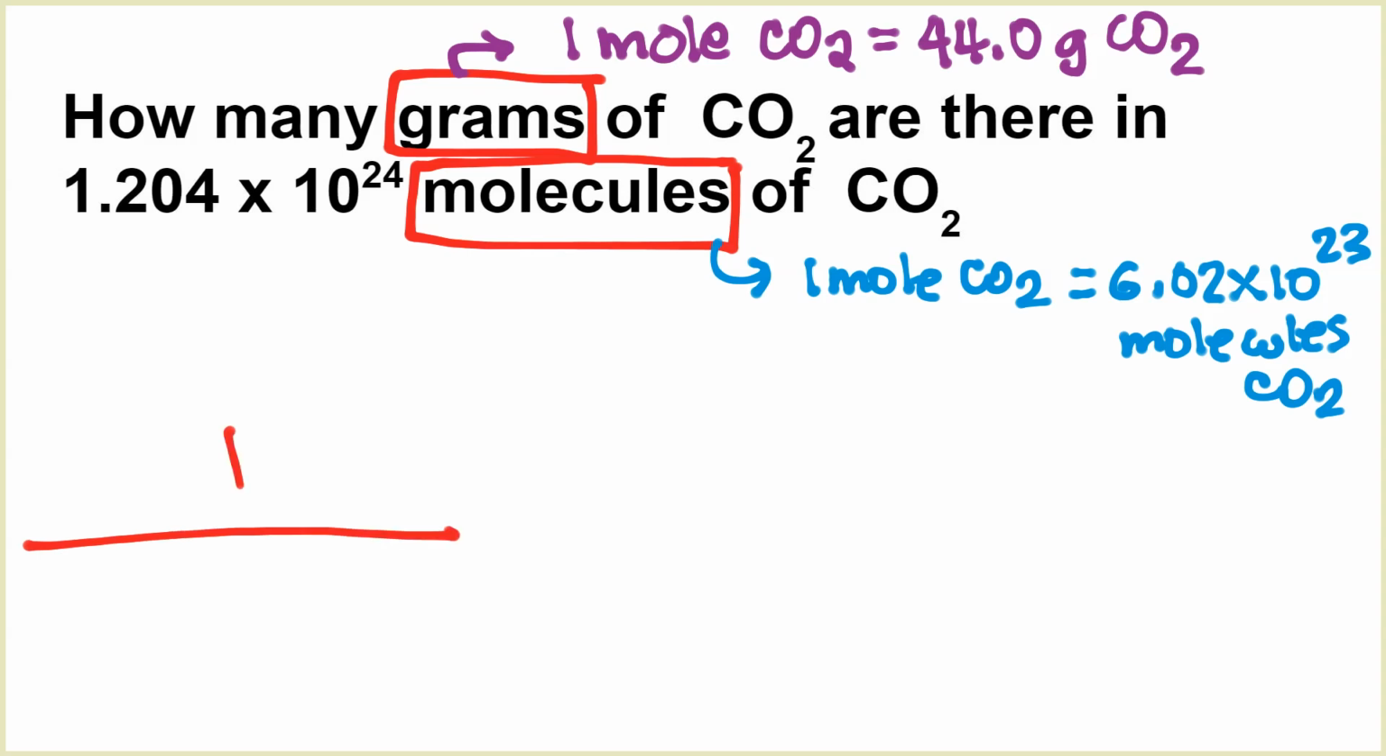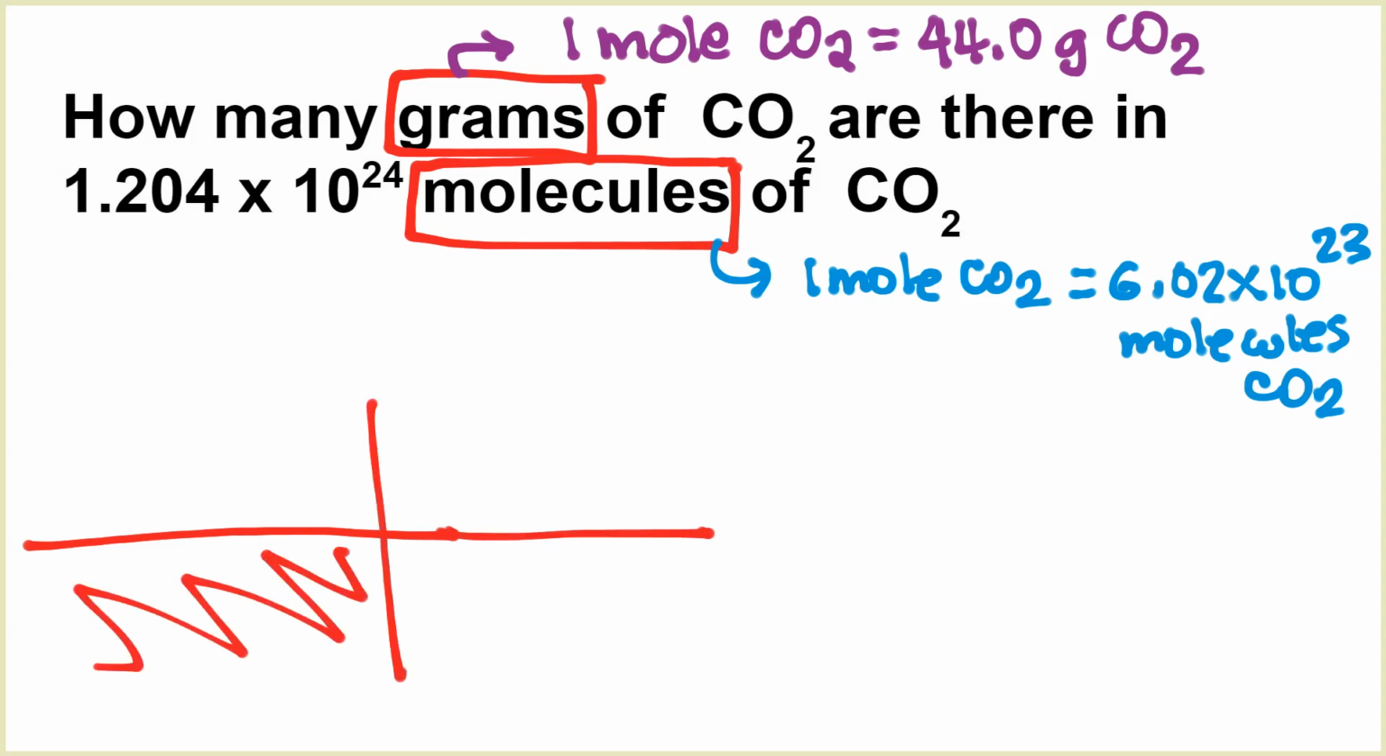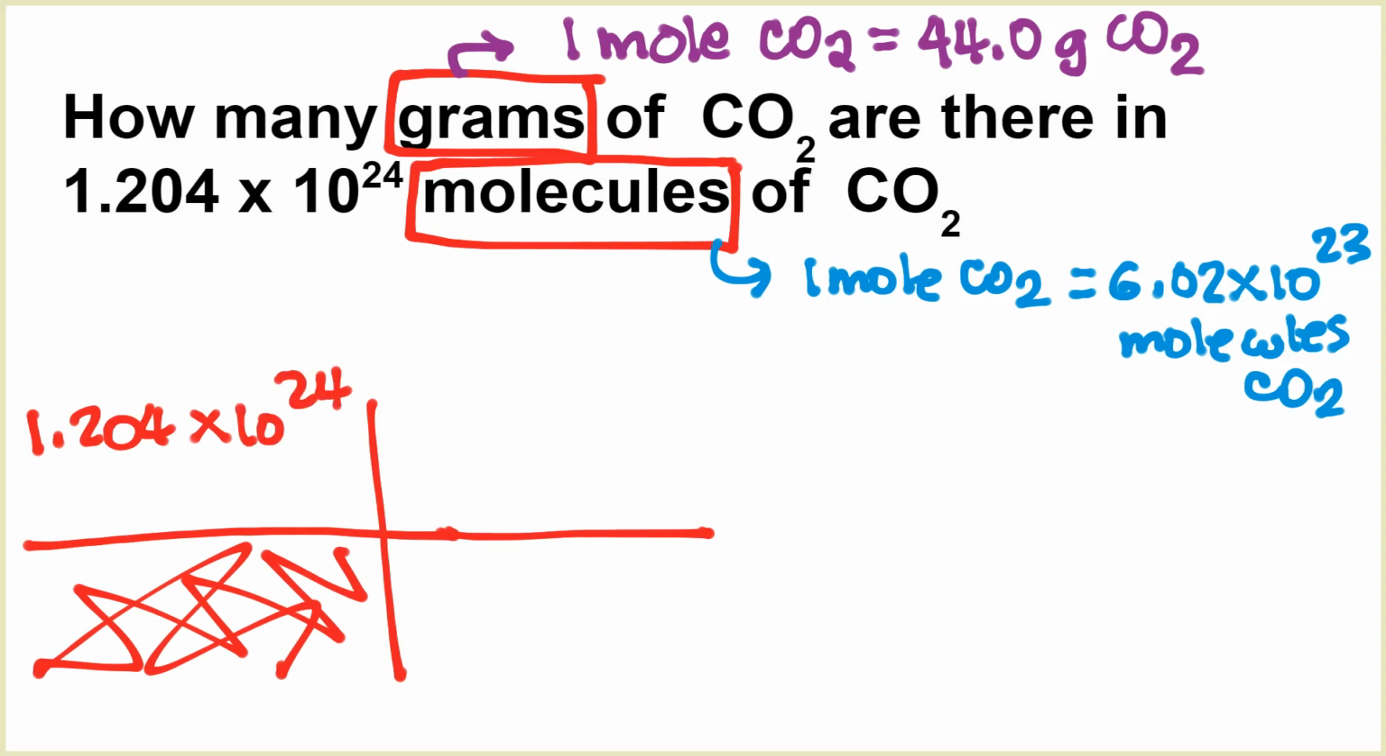So first draw the grids. Let's put it right here. And write down your given. Don't forget, write down the given in the first top box. It's 1.204 times 10 to the 24th power molecules of CO2. Now look, in the next two boxes, guys, you need a conversion factor.